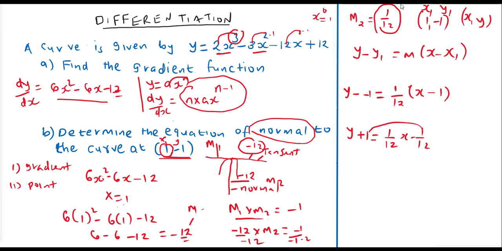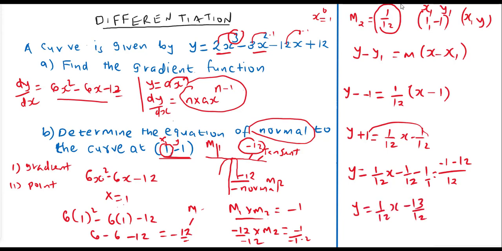Now, we take 1 to the other side of the equation. This gives us 1 over 12x minus 1 over 12. If you take positive 1 to the other side of the equation, we have negative 1. Now, finding the LCM of 12 and 1, we get 12. 12 divided by 12 is 1 times negative 1. That gives us negative 1. 12 divided by 1 is 12 times 1. That gives us also 12. So finally, y equals 1 over 12x minus 13 over 12. This equation is in the form y equals mx plus c.